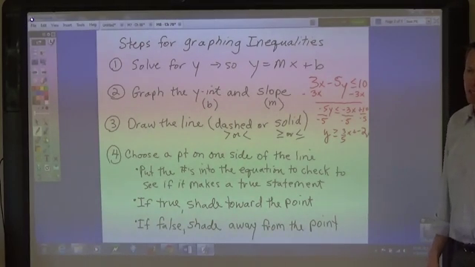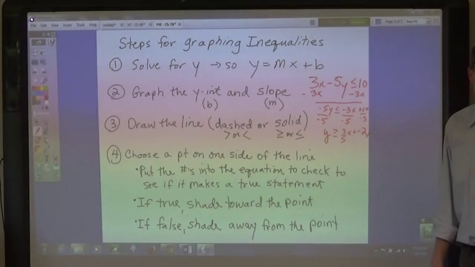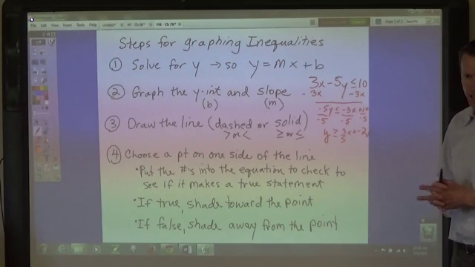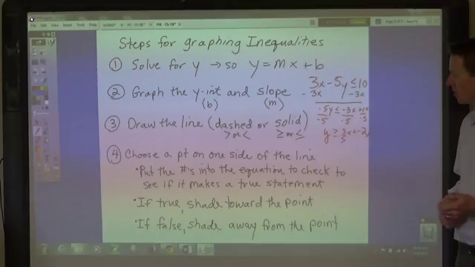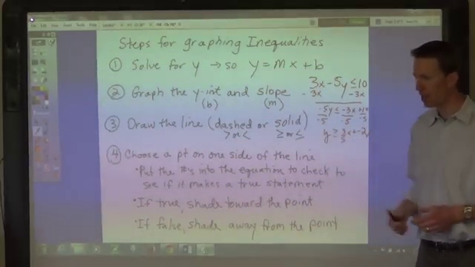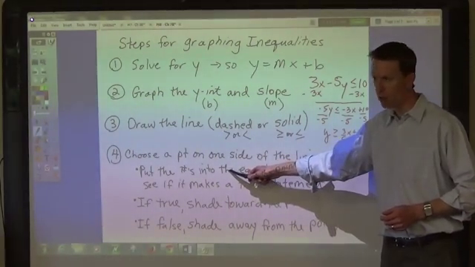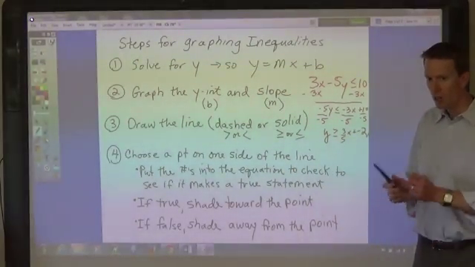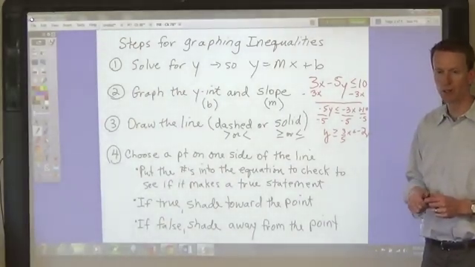Now, this is the part that was the most new. We have to shade at the end to decide which side or which region of the graph is actually part of the answer. So what you'll do is, step 4, put a point from one side of your line, and insert the numbers from that point into the equation. In other words, when you pick a point, let's say you pick 0, 0, the origin.